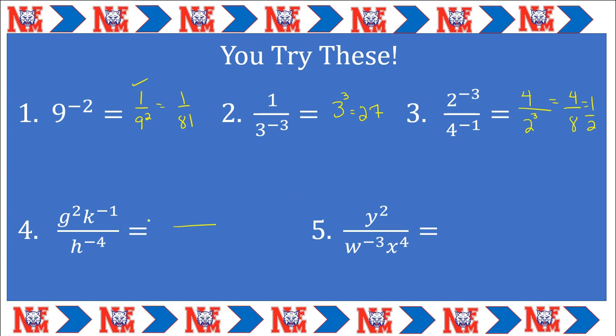On number 4, g squared is staying where it is. k to the first is going to move to the denominator. And h to the negative 4th is going to move to the top. Number 5, y squared is fine. w to the negative 3 wants to move to the top. And x to the 4th wants to stay where it is. All positive exponents. You always want to have all positive exponents.